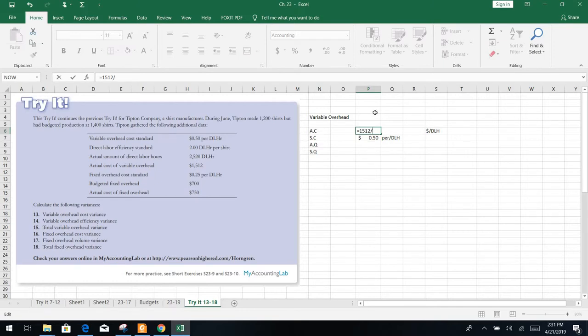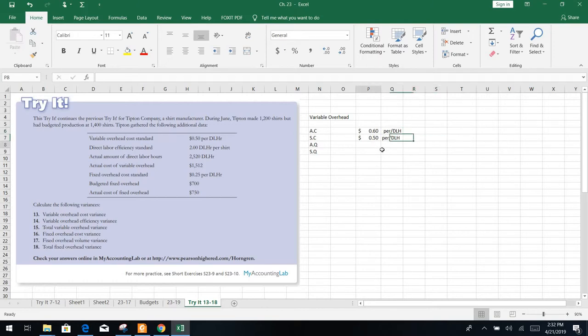Divided by 25.20. And we get 60 cents per direct labor hour. And so right there, we can feel pretty confident. We checked it about 3 different ways that these numbers are right. They're similar in value. They're both dollar amounts divided by direct labor amounts. So that means those values are probably correct.